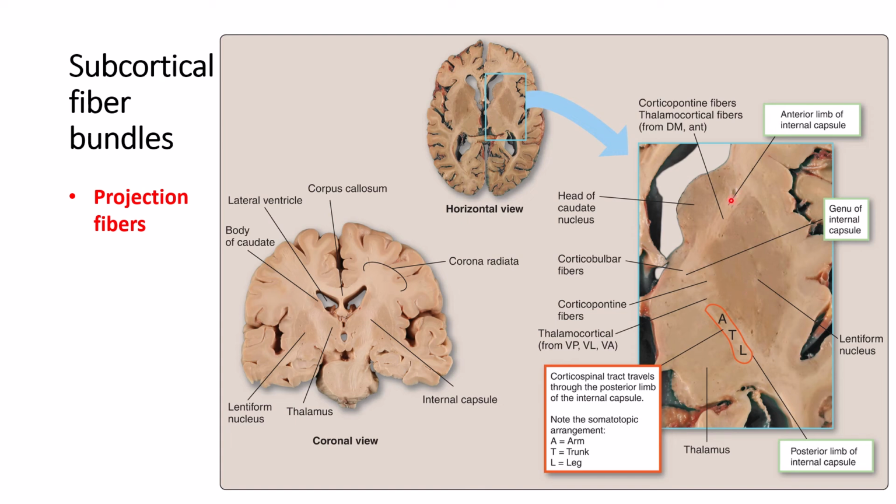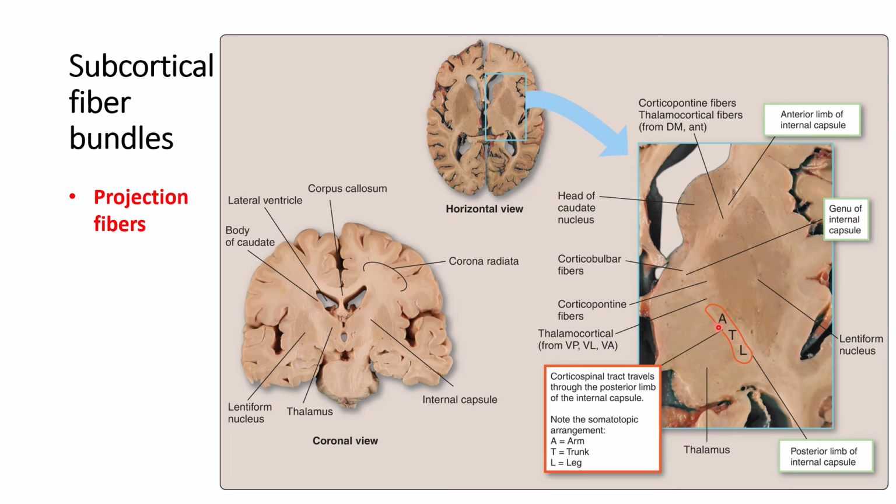In the anterior limb, you can see the corticopontine fibers are there, so it goes from the cortex to the pons. From there it goes to the cerebellum, and thalamocortical fibers are there, coming from two different nuclei of the thalamus, the dorsomedial and also the anterior nucleus. Here in this area, the genu contains corticobulbar fibers. This is the one that is providing the upper motor neuron for the cranial nerves. And here are also corticopontine fibers in the genu.